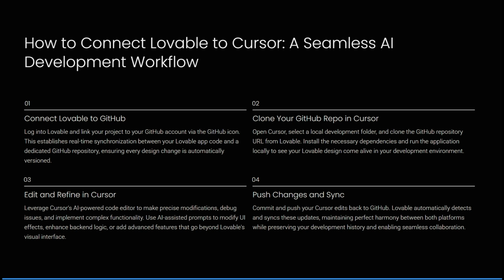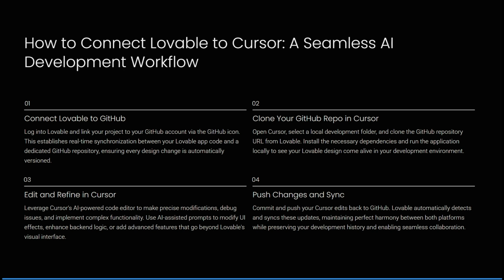The third step is to edit and refine within Cursor. So you can now leverage Cursor's AI-powered code editor to make precise modifications, debug issues, and implement complex functionalities. You can also use the AI-assisted prompts to modify UI effects, enhance back-end logic, or add advanced features that go beyond Lovable's visual interface. The fourth and final step is to push the changes and synchronize.